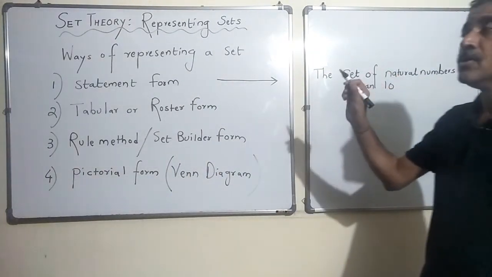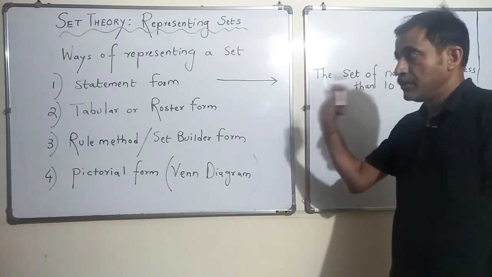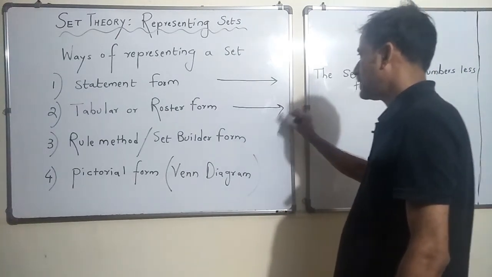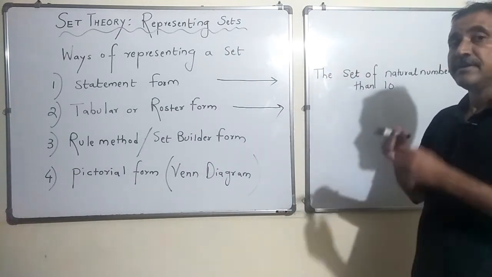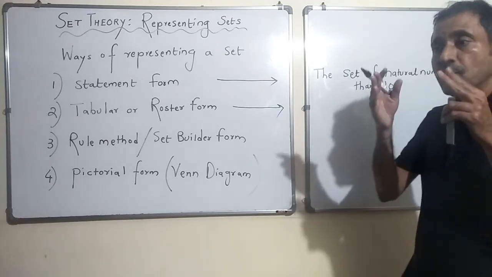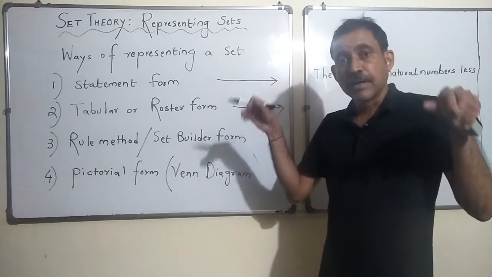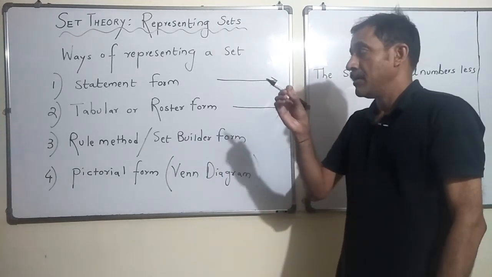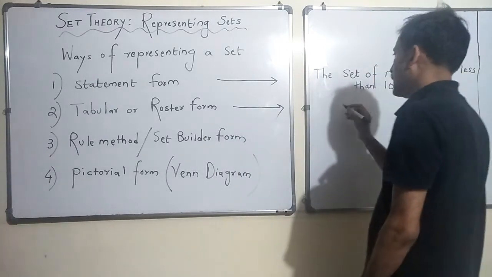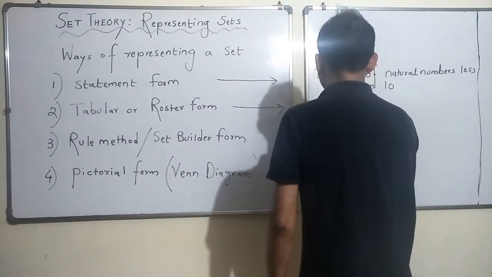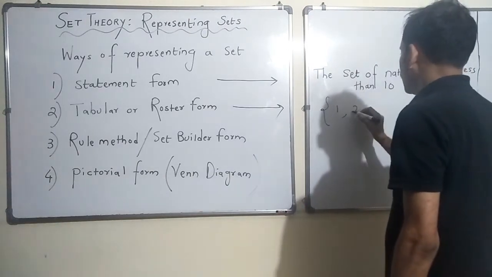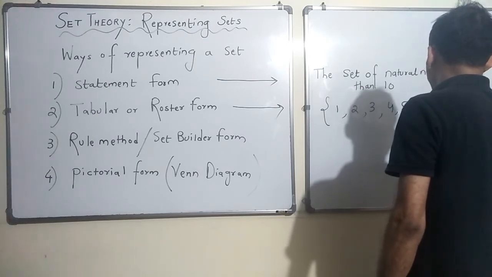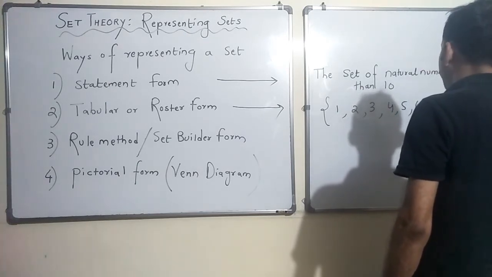Now how would you denote that in a tabular or a roster form, right? So let's see how we can do it. We have studied this in the previous chapter, wherein you represent a set by two curly braces and the individual elements or the members you separate by commas, right? So you can denote the same using 1, 2, 3, 4, 5, 6, 7, 8, 9, right?